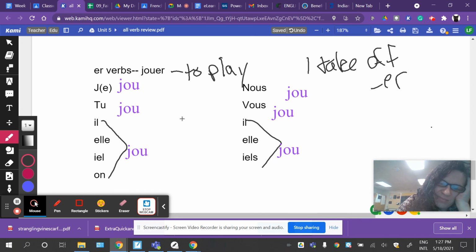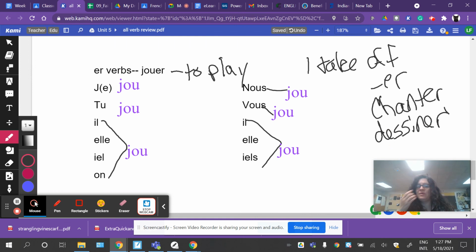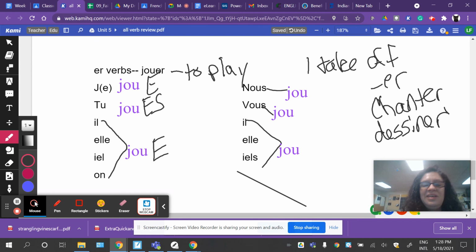So for any ER verb, any verb that ends in ER, like other ones we know would be chanter, to sing, dessiner, to draw. I take off the ER and add E, and it's pronounced je joue. I wrote it in all caps so we could see it clearly. You don't have to write it in caps. Once I had a student who thought you had to write them all in caps. And I was like, no. Okay. So tu joues with the ES. And il joue with an E. For nous, it's nous jouons, ONS. For vous, it's easy, vous jouez.